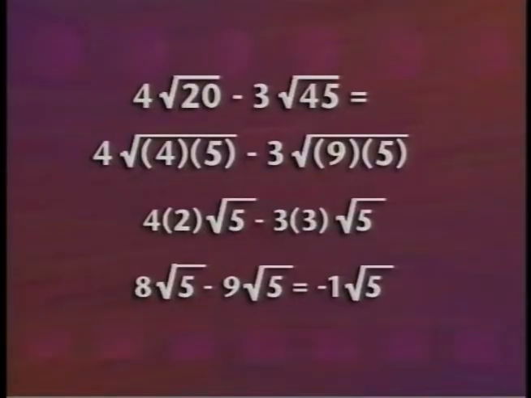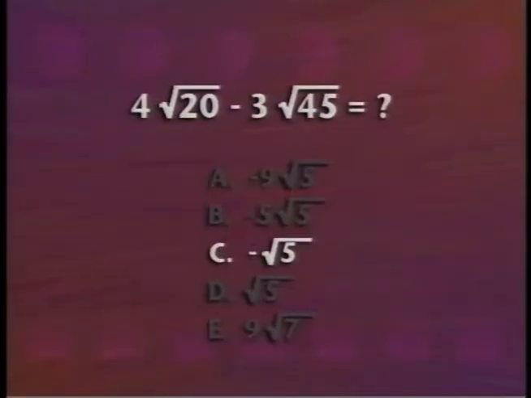4 times the square root of 20 is the same thing as 4 times the square root of 4 times 5. 3 times the square root of 45 is the same thing as 3 times the square root of 9 times 5. Now let's extract square roots. Square root of 4 becomes 2. So we have 4 times 2 times the square root of 5 minus square root of 9 is 3. So we have 3 times 3 times the square root of 5. This becomes 8 times the square root of 5 minus 9 times the square root of 5. Then we can simply subtract to get minus 1 times the square root of 5. Answer C.